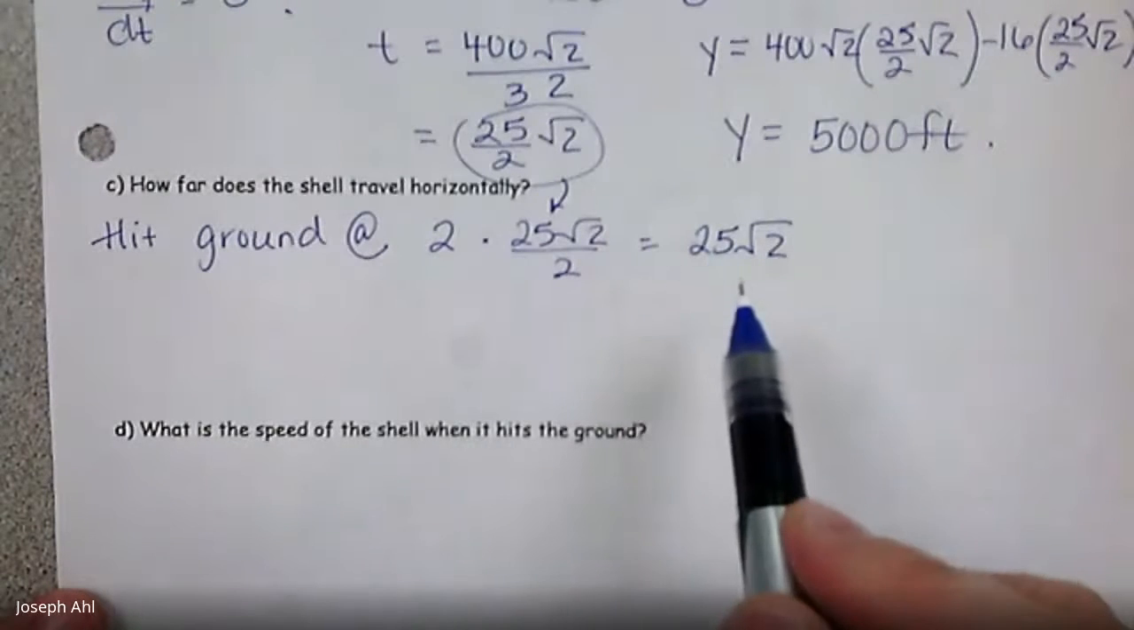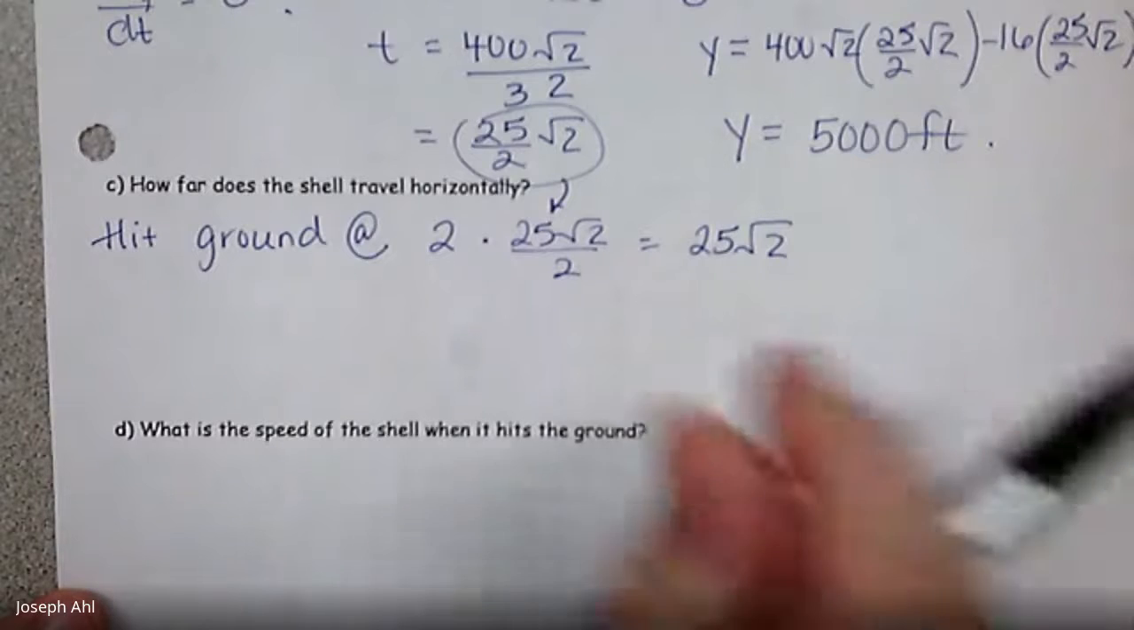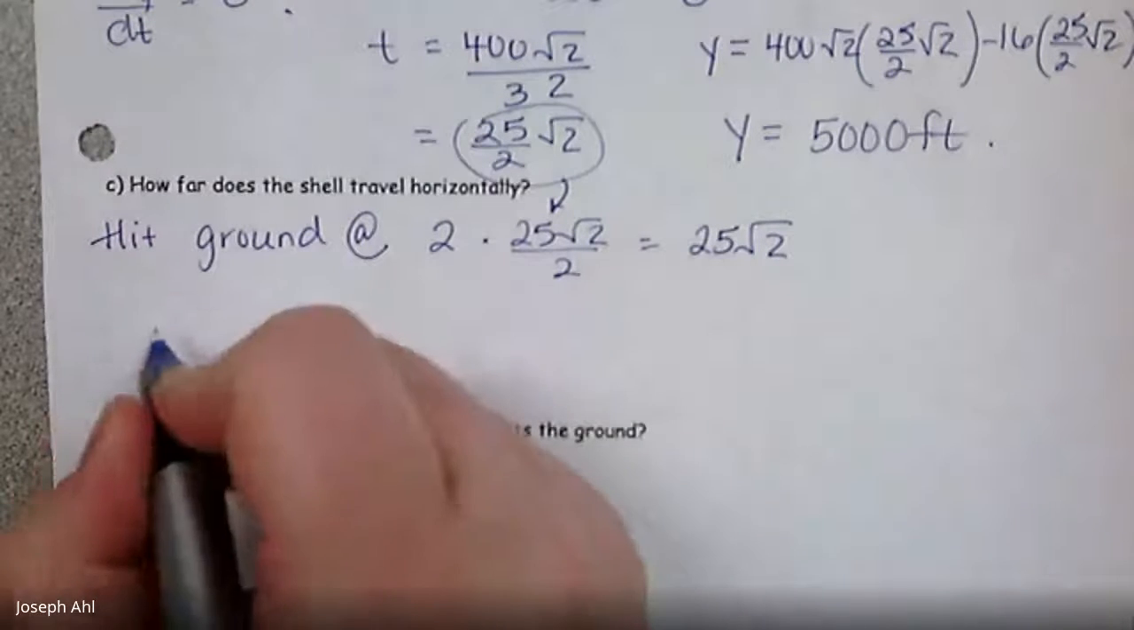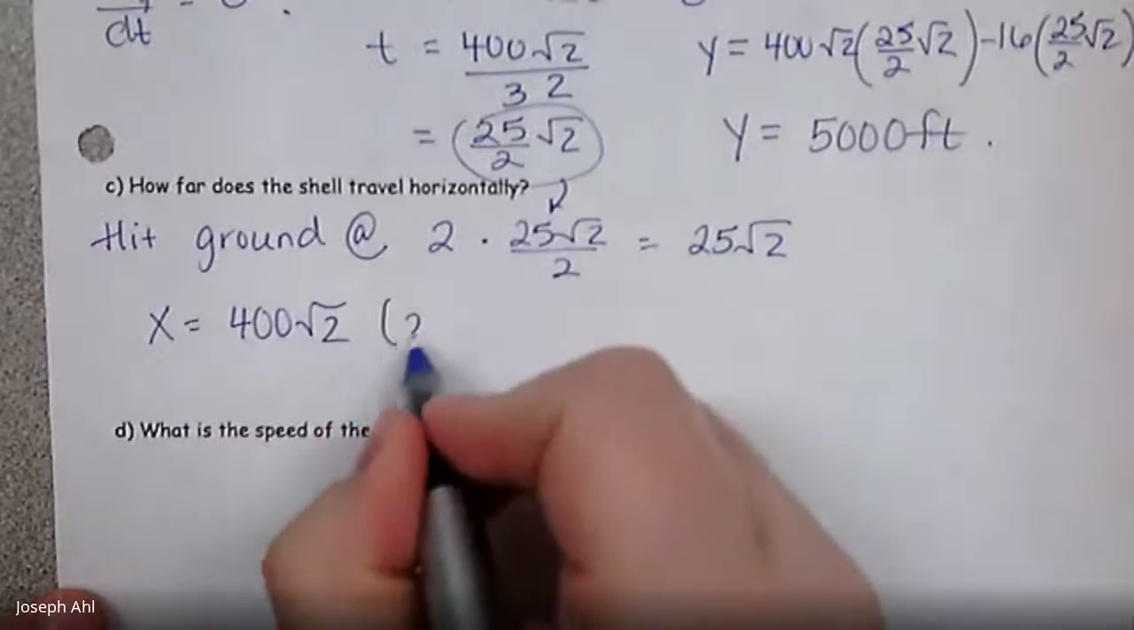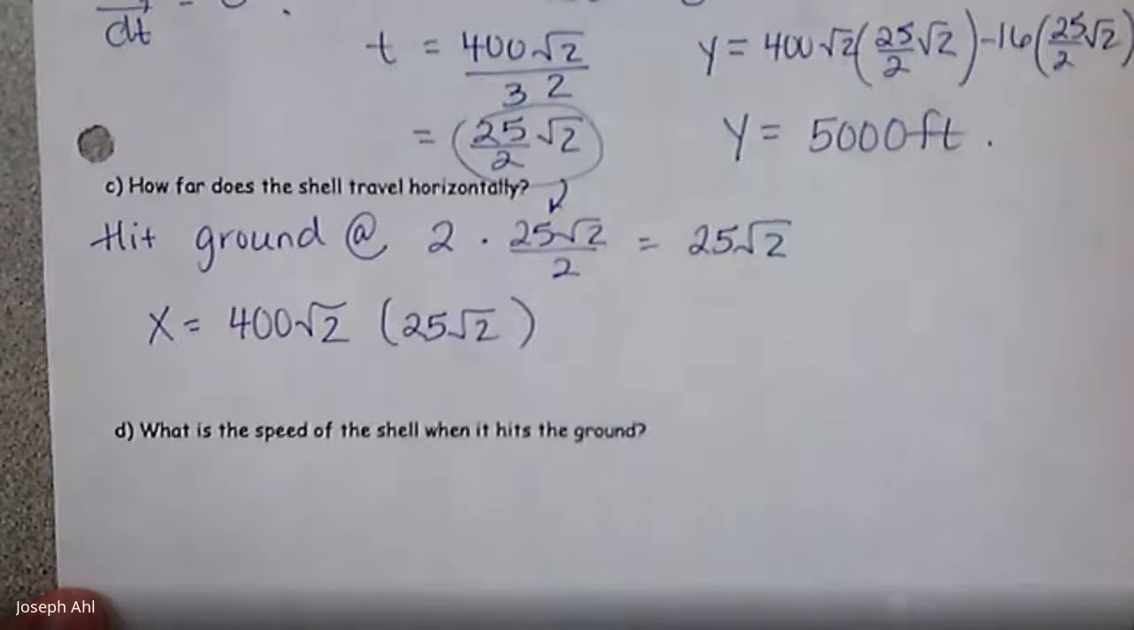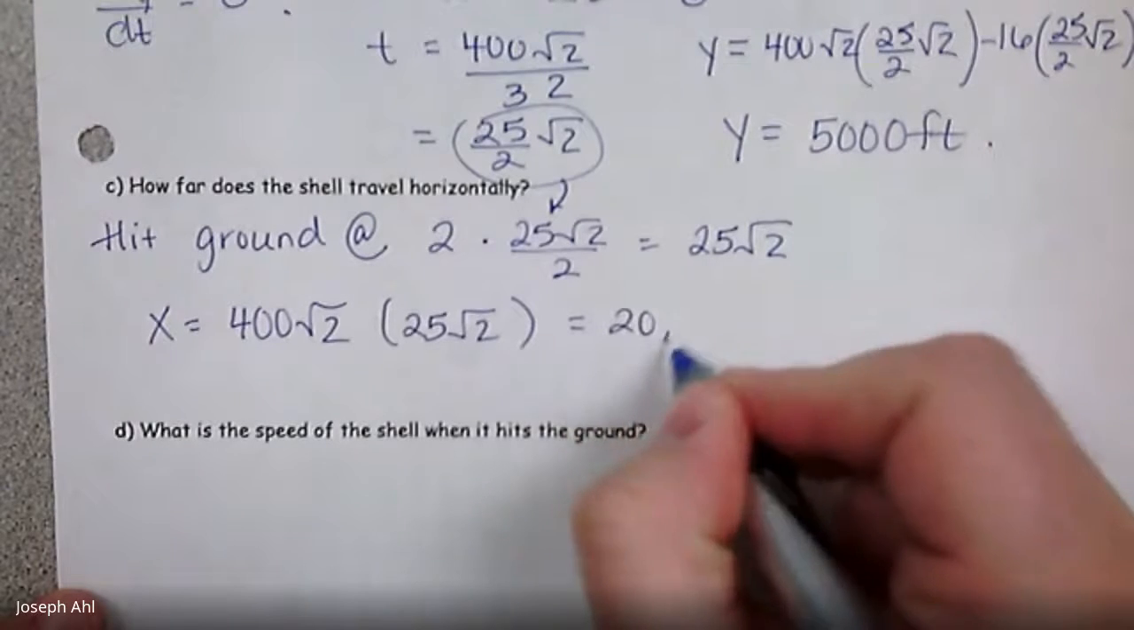So if that's how much time it takes, we want to plug this into the horizontal distance traveled, which is the x component. So finally, 400 radical 2 times 25 radical 2. And the horizontal distance traveled by this cannonball is going to be 20,000 feet.